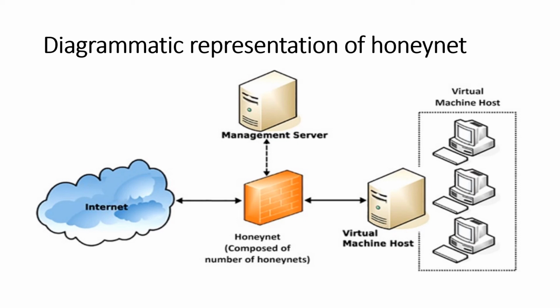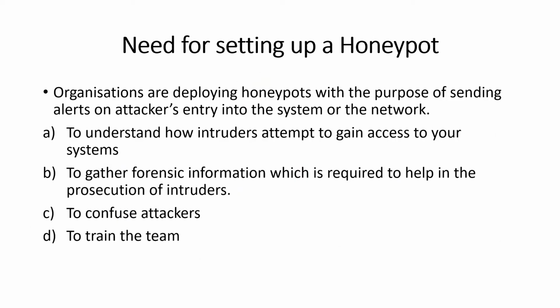A virtual machine is a software defined computer with its own operating system that runs on a host server with a different underlying operating system. The second one is a management server monitoring the HoneyNet. And the third one is a network connected to the internet. These are the connections of a HoneyNet. I think you got a clear picture of HoneyNet.